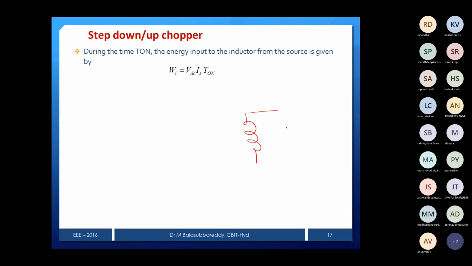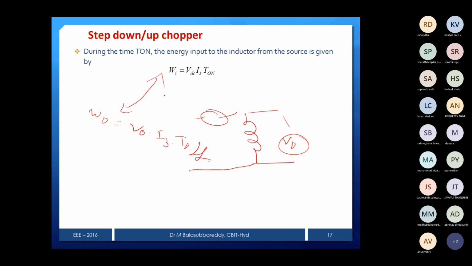This voltage is equal to the output voltage because the chopper is open on this side. This won't get any voltage from the source. Then the inductor voltage is equal to the output voltage. That's why W out I can write as V out into IS into T off. Now equate this: W in is equal to W out.